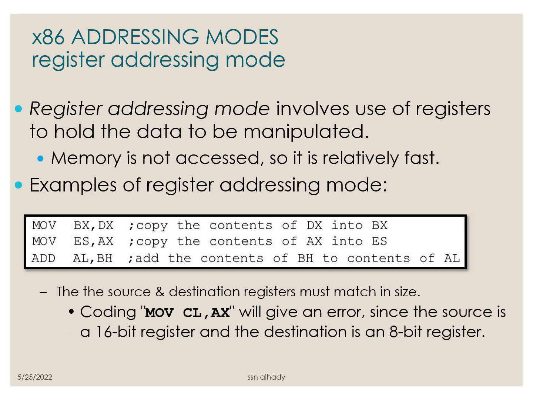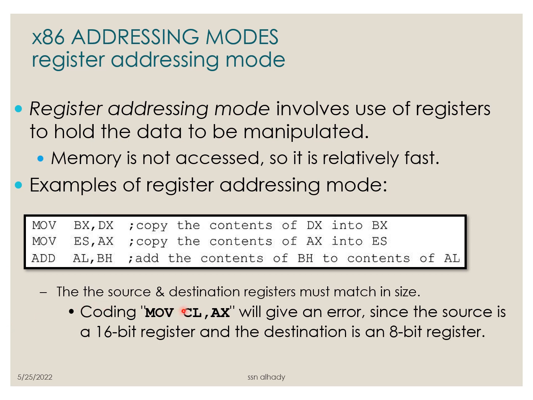Register addressing mode involves the use of registers to hold the data to be manipulated. Register is the one that we use. Memory is not accessed. You are not using any memory location, so it is going to be relatively fast. For example, MOV BX, DX, where both of them are registers, not involved with any memory.